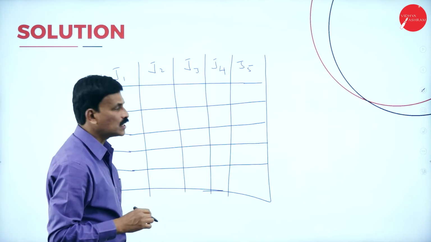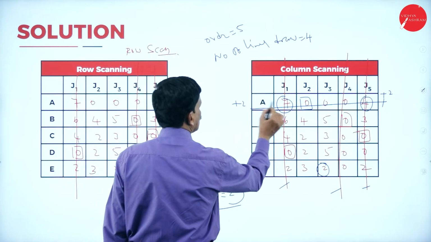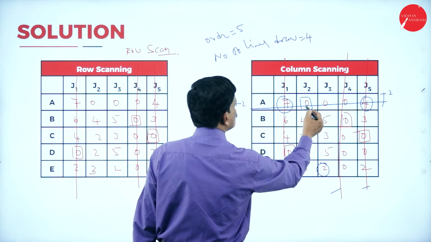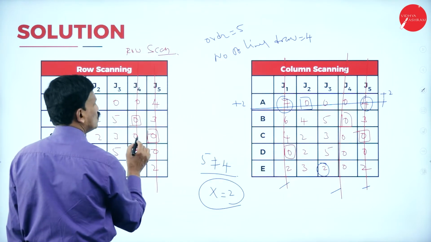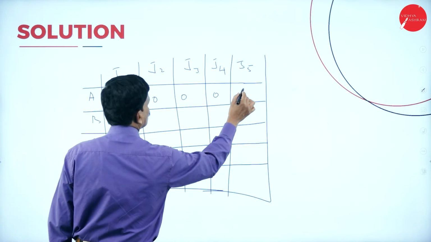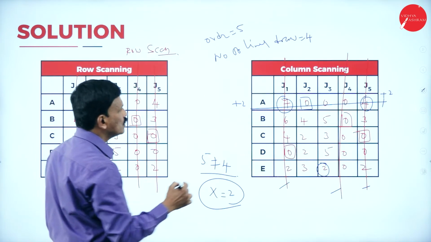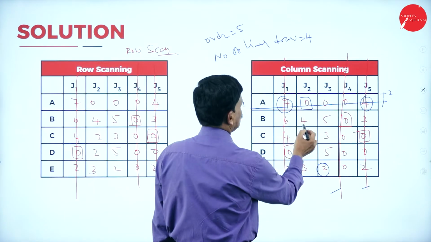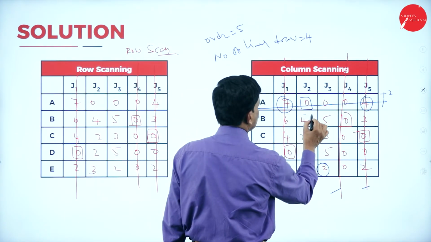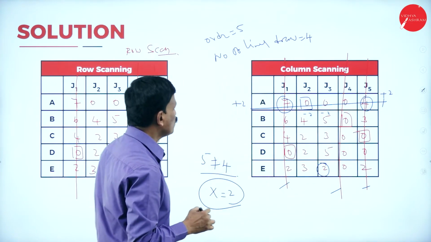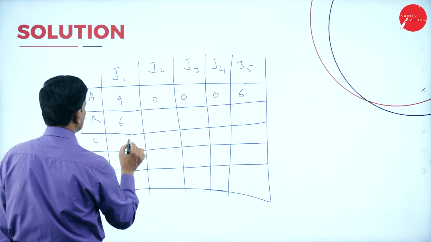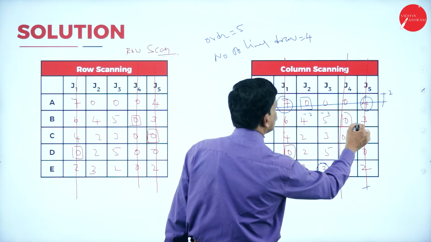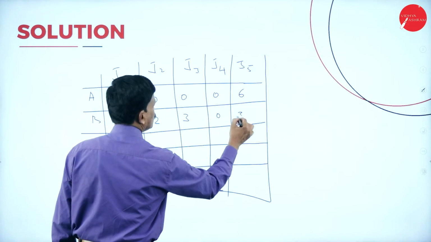Now write down the values. Here 7 plus 2 is 9 because we are adding plus 2 there. The remaining are the same: 0, 0, 0, 4 plus 2 is 6. Now again here 6 as it is, and here we are going to subtract 2. 4 minus 2 is 2, 5 minus 2 is 3. Then 0 as it is, and 3 is also as it is.